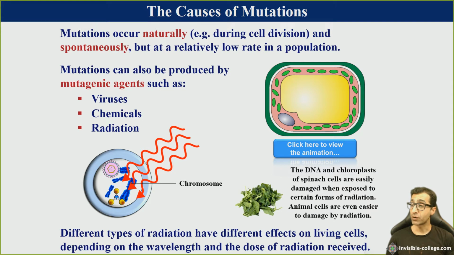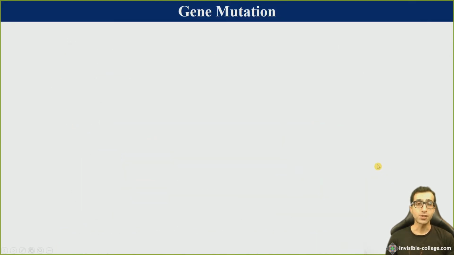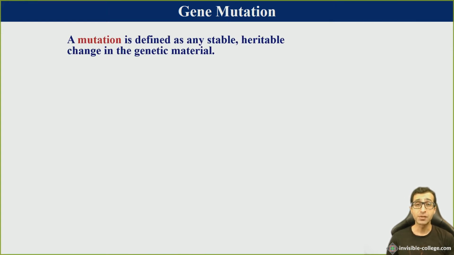So the DNA, for example, of the chloroplasts of spinach cells, are particularly susceptible to certain forms of radiation, and these can be used to study the effects of radiation. But in fact, animal cells are even more susceptible to the effects of radiation. So we can define a mutation as a stable heritable change in the genetic material of an organism.